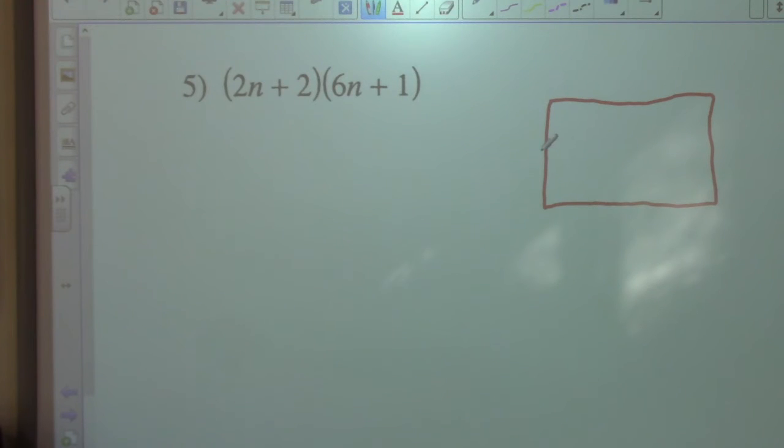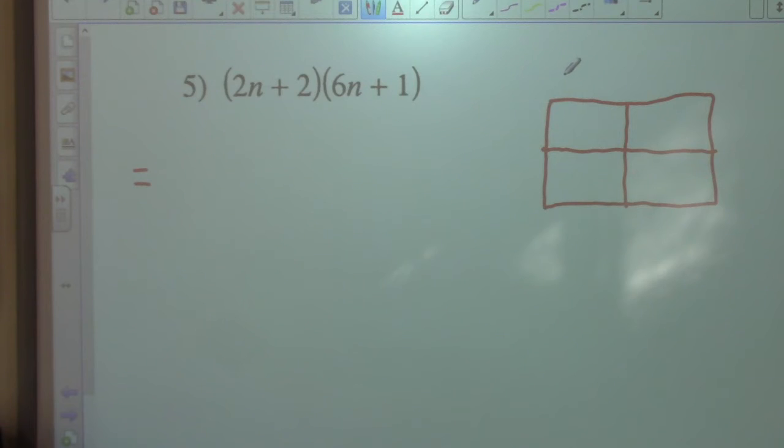You set up a box like this, and because each of these has 2 terms, so we have a what times a what? A binomial times a binomial. And usually, as our final answer, we're going to get a trinomial. But we'll see how that goes.